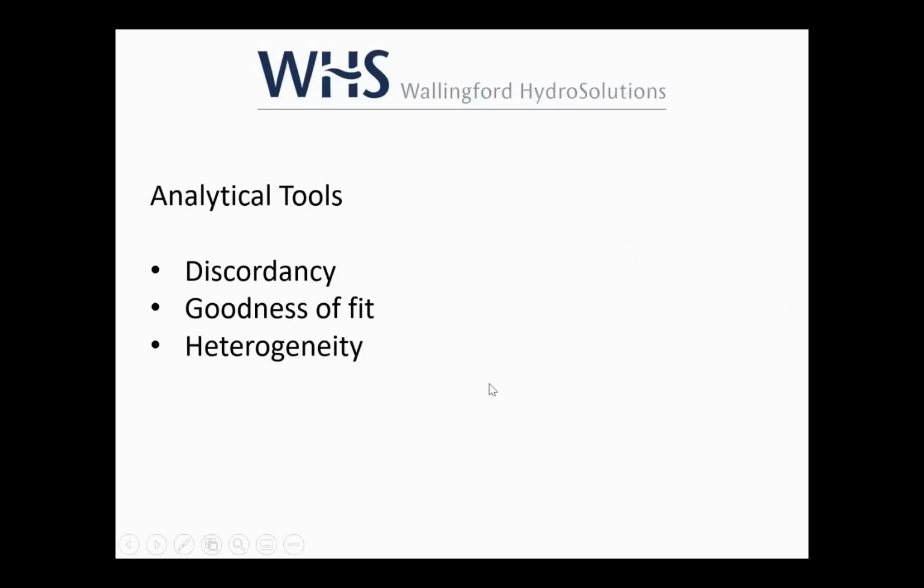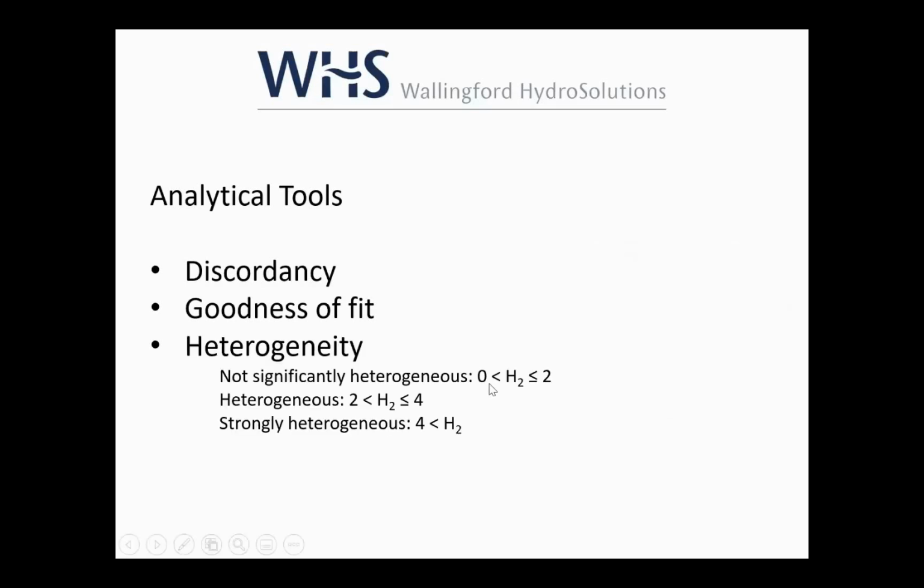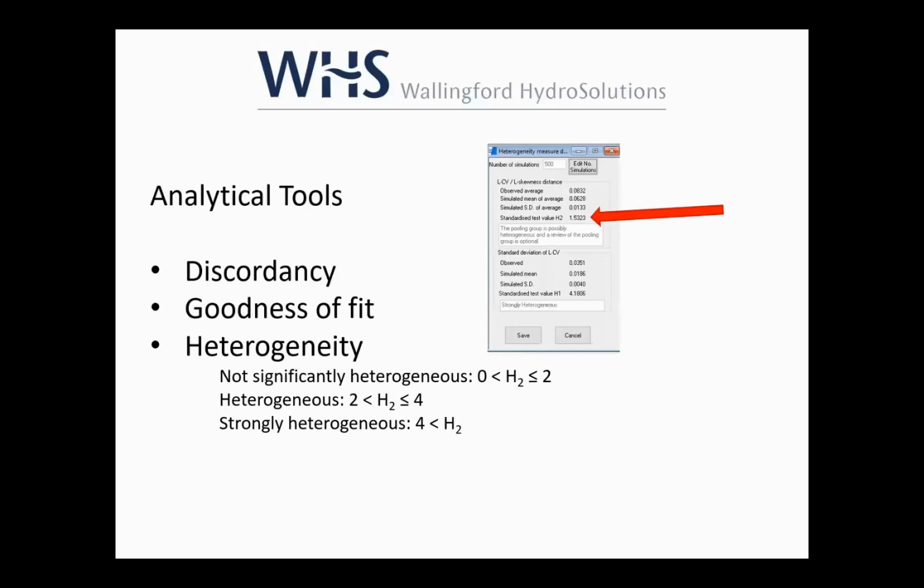Finally, we've got heterogeneity, which is measured using this H2 value. So if the H2 value is between 0 and 2, the pooling group is relatively homogeneous. If it's between 2 and 4, that might indicate some heterogeneity, and if it's above 4, it is strongly heterogeneous, and a review of the pooling group is often necessary. So this is the output of the software. You can see the H2 value listed there, and some guidance on what you should do.